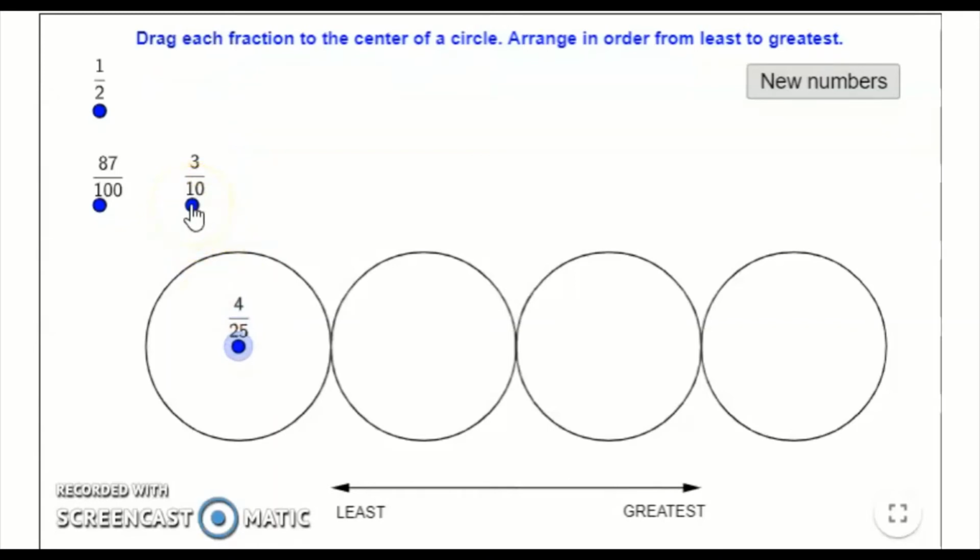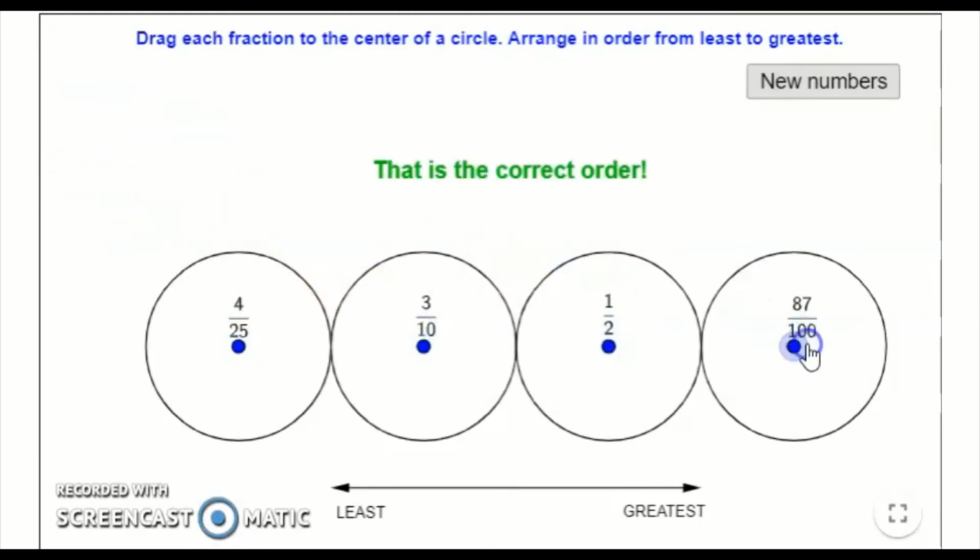the next largest number? 30. This is 50. Finally, this is 87.